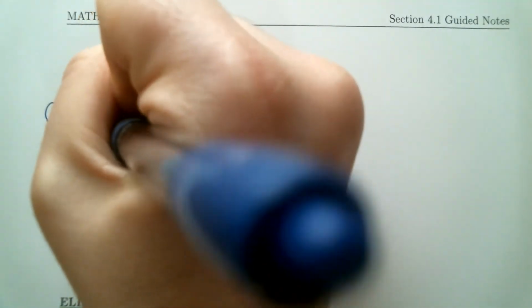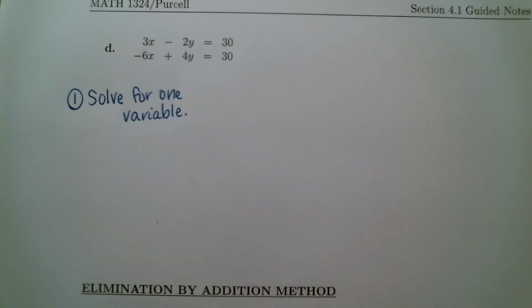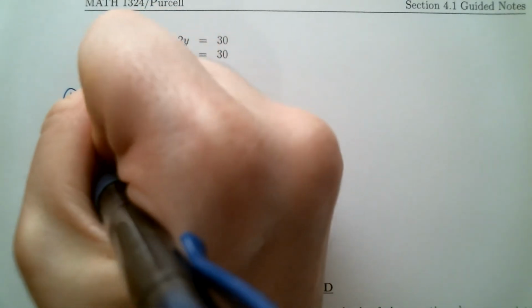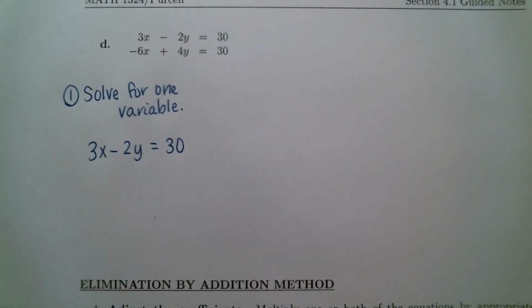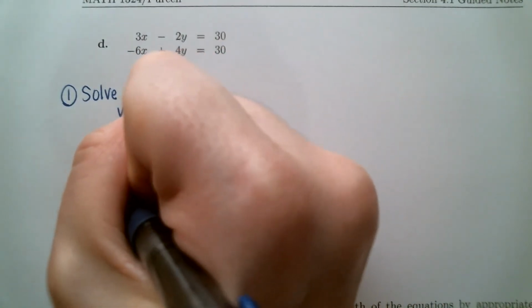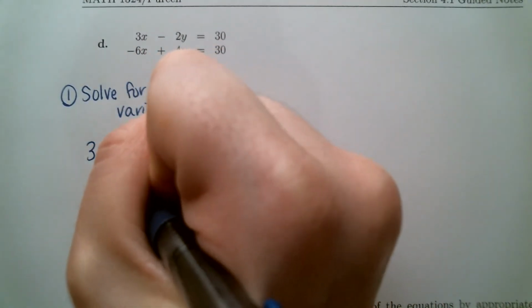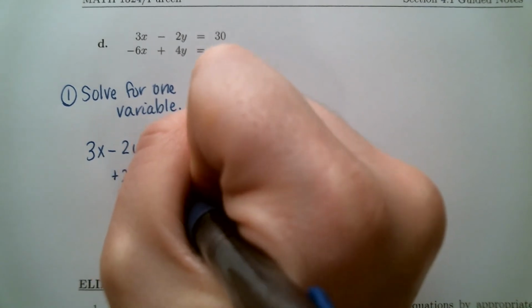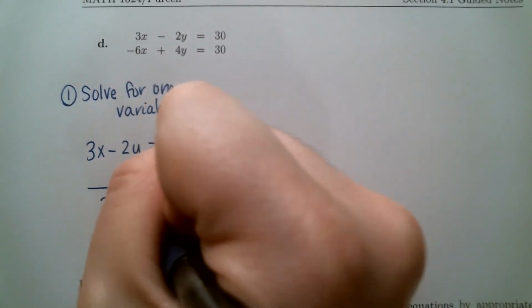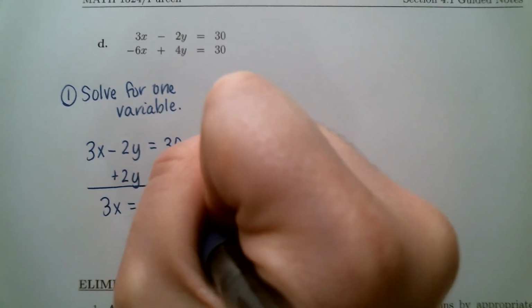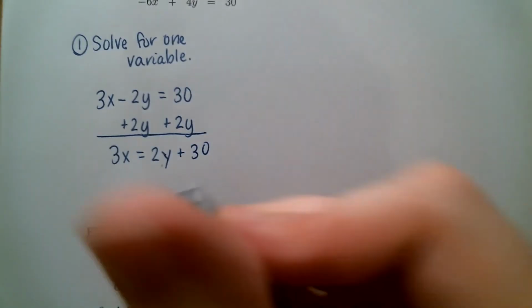All right, so both of these equations look pretty complicated, so I'm just going to randomly pick the first one, and I'm going to solve it for one of the variables. Okay, I'll solve it for x. You can solve it for y. It doesn't matter, okay? All right, so I'm going to add 2y to both sides. Okay, so I'm going to get 3x is equal to 2y plus 30, okay?